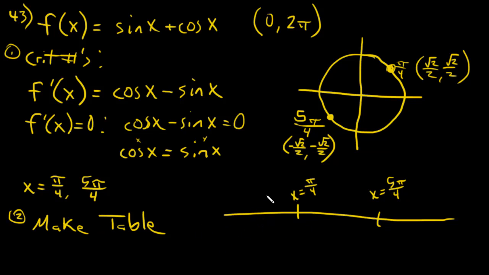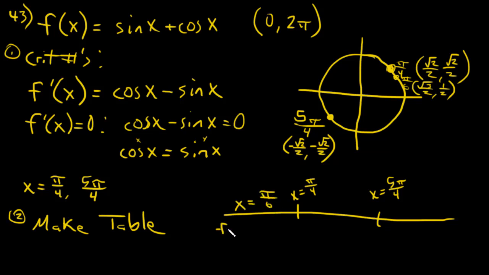What do we need in order to see the behavior, the slopes? Well, we need to do a test value less than pi over 4. I'm going to pick right about here. I'm going to do pi over 6. And pi over 6 has an x value of root 3 over 2 and a y value of 1 over 2. So let me first put that down here. X equals pi over 6.